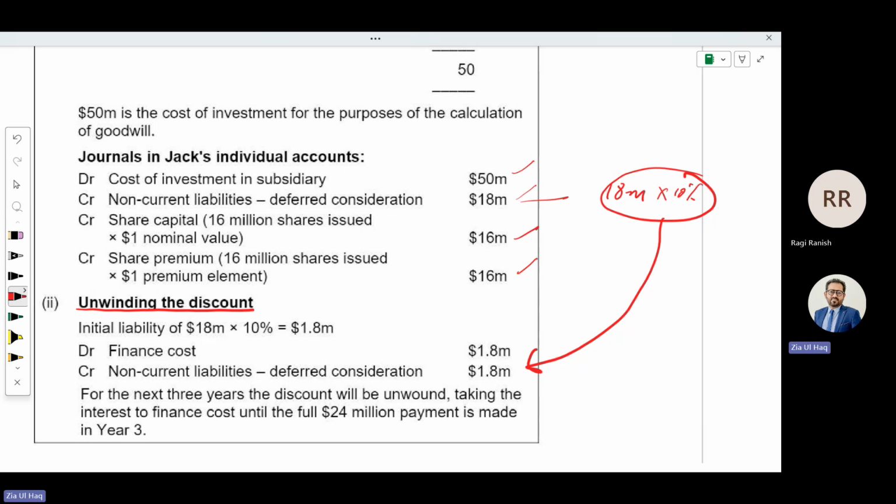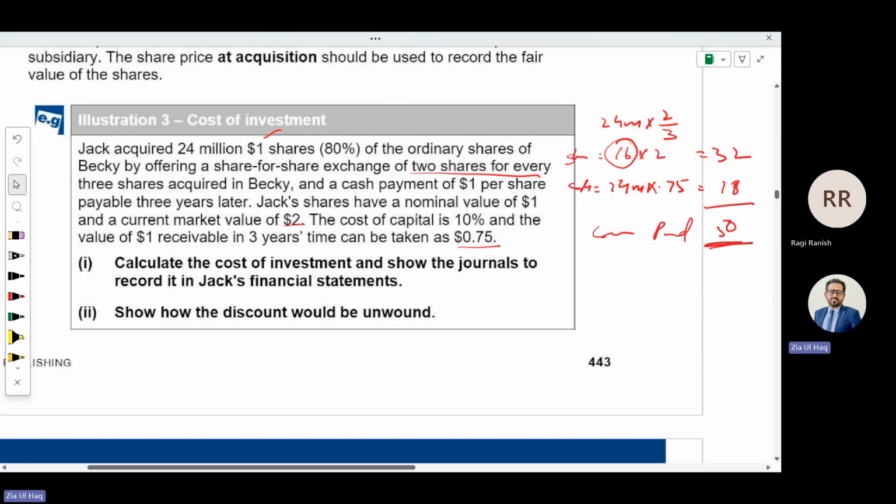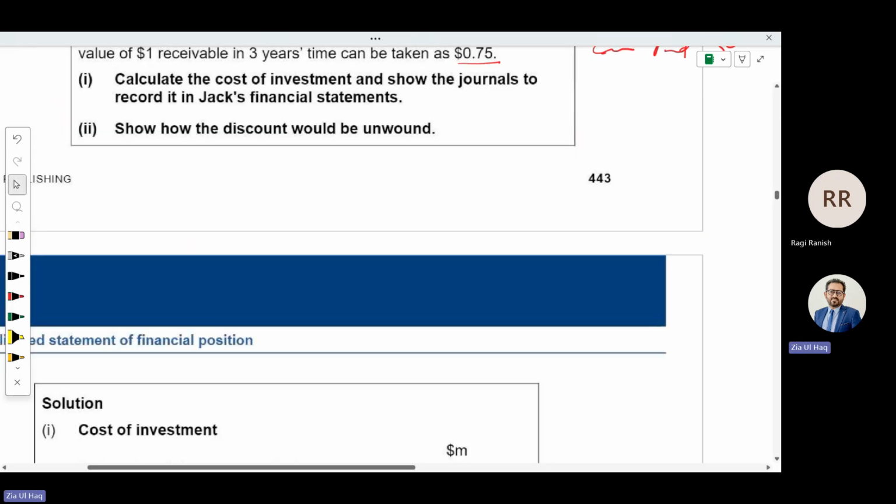So for this year, year 1, the liability will be 18 plus 1.8. And next year, 10% will be charged on 18 plus 1.8, that is 19.8. So next year, the interest will be on 19.8 and that will be added. And in the next year, interest will be charged on 20 something. At year 3, this will be equal to what? 24 million, by adding the finance cost.